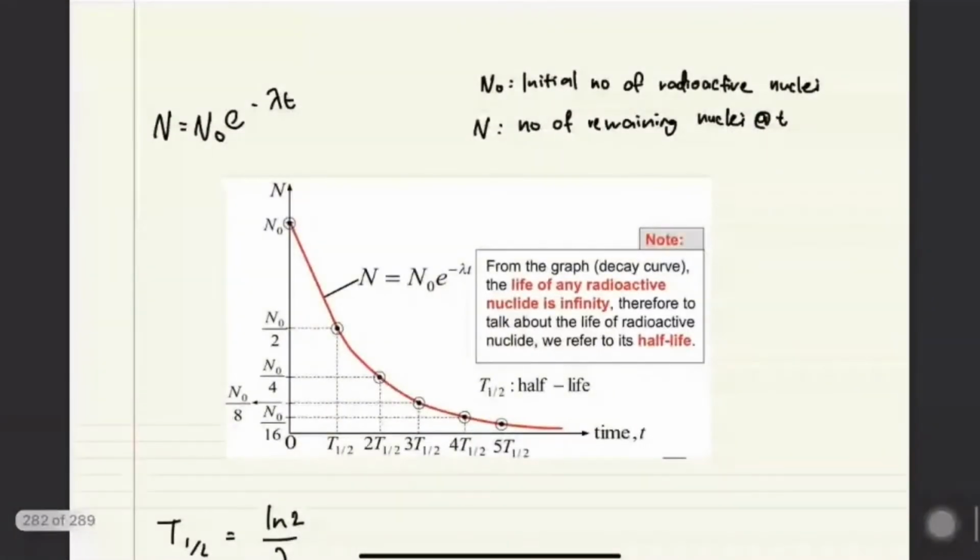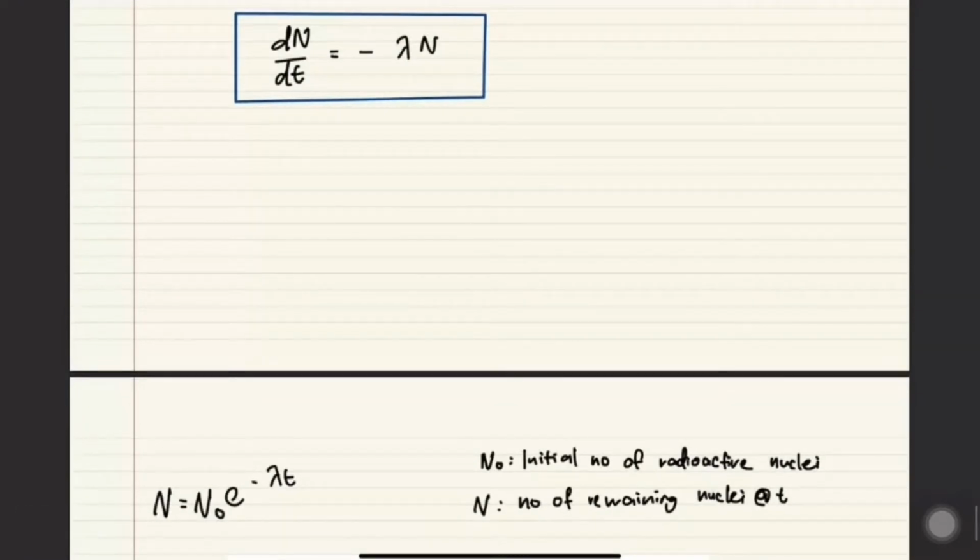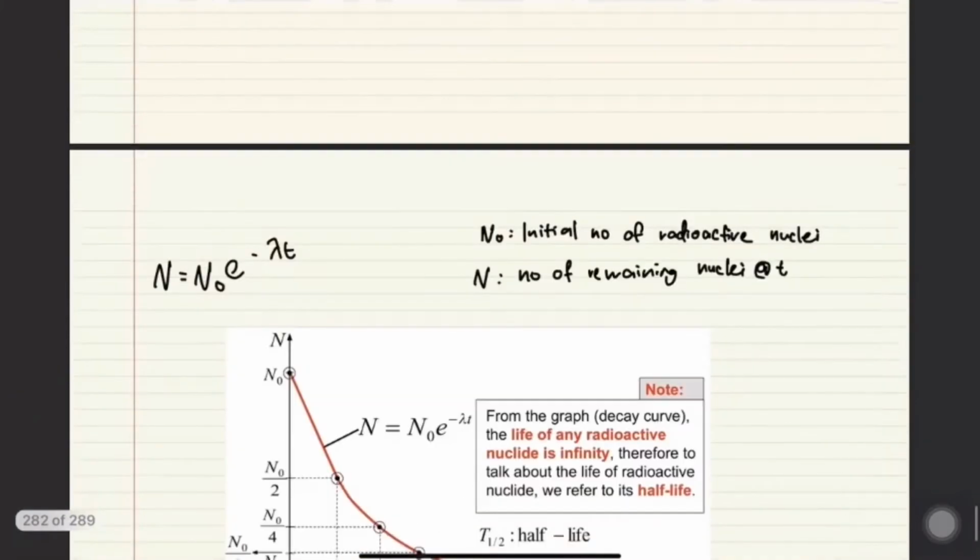Okay, so there is a derivation. From here, I can bring the dt to the other side, and then I will integrate and so on, and I will end up with this equation. Okay, this is another important equation. N equals N naught e to the negative lambda t. Okay, this one is the exponential.